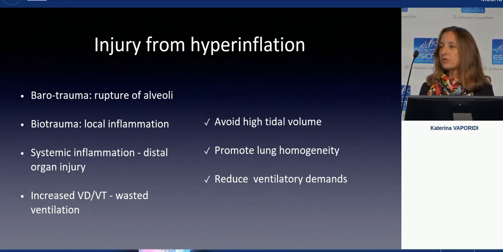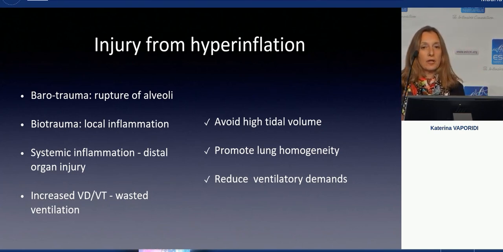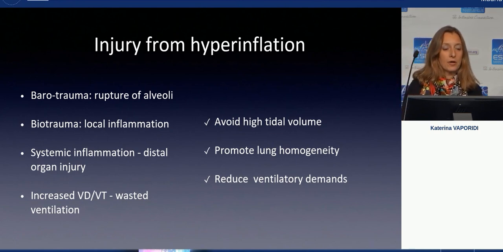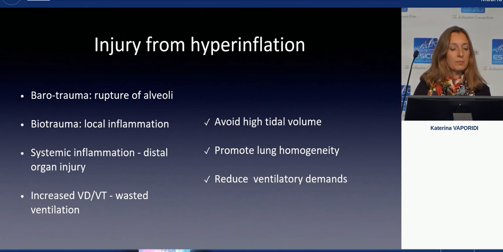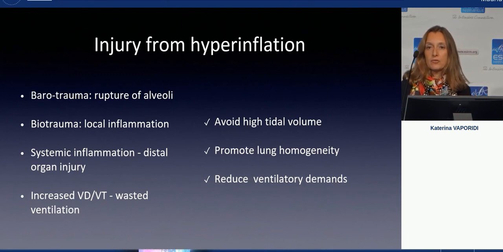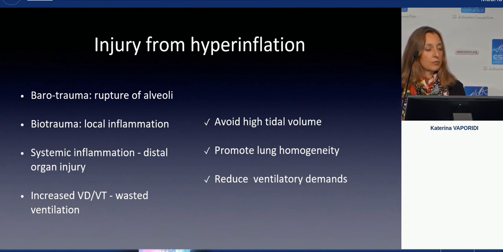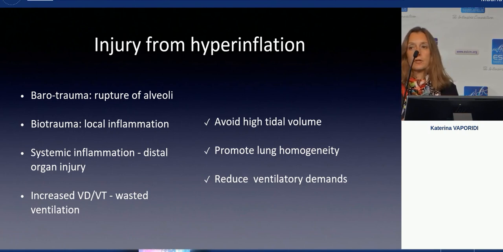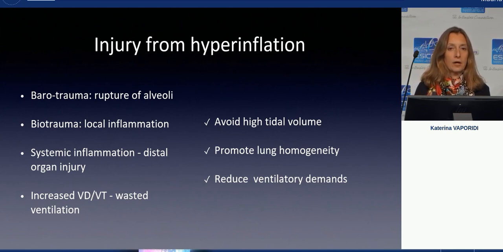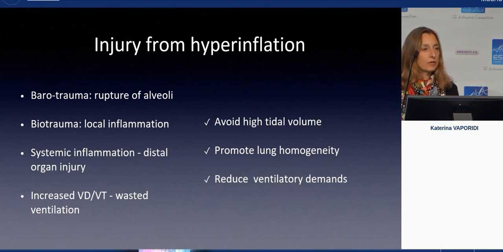So, injury from hyperinflation, this is the most well-studied. We can actually hyperinflate the alveoli to the point of rupture, and that's what we call barotrauma, but even excessive hyperinflation without breaking the alveoli can cause local inflammation. This can also spill over to the systemic circulation, causing systemic inflammation and distal organ injury. And of course, these hyperinflated alveoli are zone 1, so it's dead space ventilation, wasted ventilation that further increases ventilatory demands. What to do about it? Well, avoid high tidal volume ventilation, promote lung homogeneity, and reduce ventilatory demands.